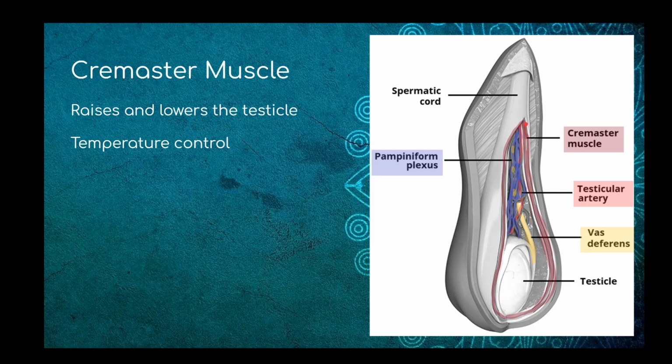The cremaster muscle is this layer here. This is just muscle that sits around the testicle and then up into the inguinal canal in the spermatic cord. Its main job is to raise and lower the testicles. The testicles are very sensitive to temperature, and so the cremaster muscle can raise them closer to the body if they need to be warmer and drop them lower if they need to be cooler.